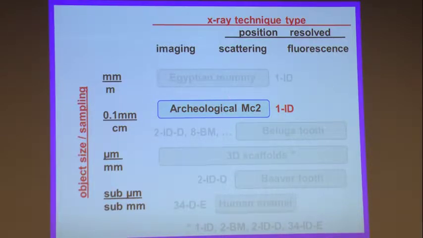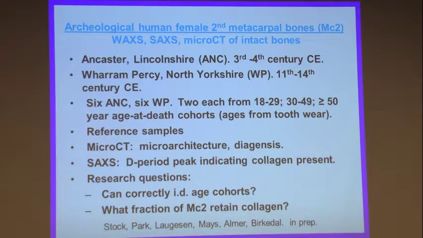Second example is archaeological metacarpal bones. Once again, smaller, and we have a similar problem, namely the sample is fairly thick, thicker than we're used to, 15 millimeters. The samples are from 2 locations in England. We had 6 of each from Ancaster and Warren Percy, and 2 each from 3 different age cohorts at death. This is based on tooth wear, 18 to 29, etc. We have some reference samples. We use micro-CT to compare to the scattering results.